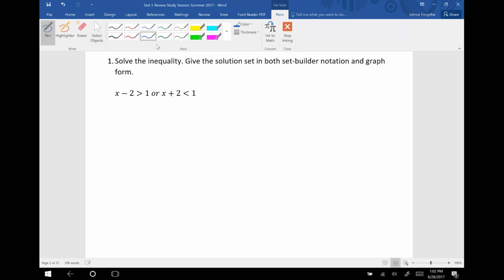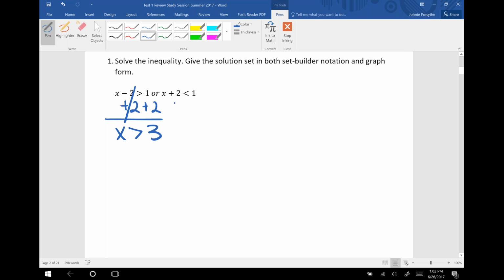So x minus 2 is greater than 1. So we're going to solve for x. I'm going to start by adding 2 to both sides. So when I add 2 on the left, negative 2 plus 2 cancels out, and I'm going to have x is greater than 1 plus 2, which is 3. Okay, let's do the other one.